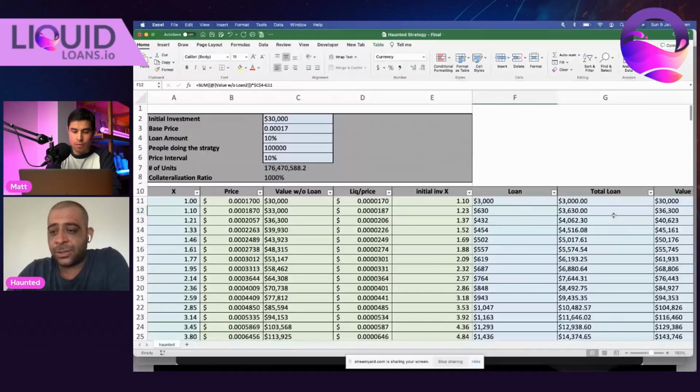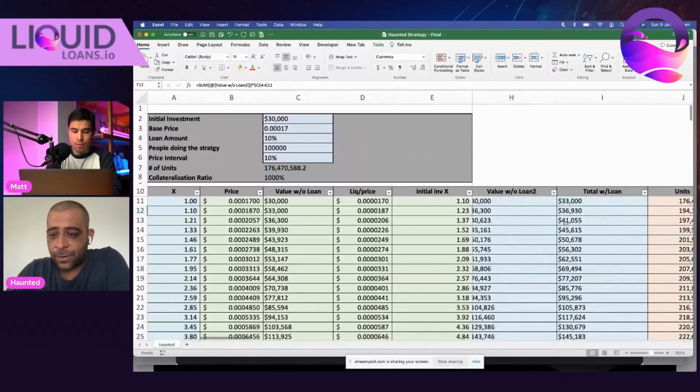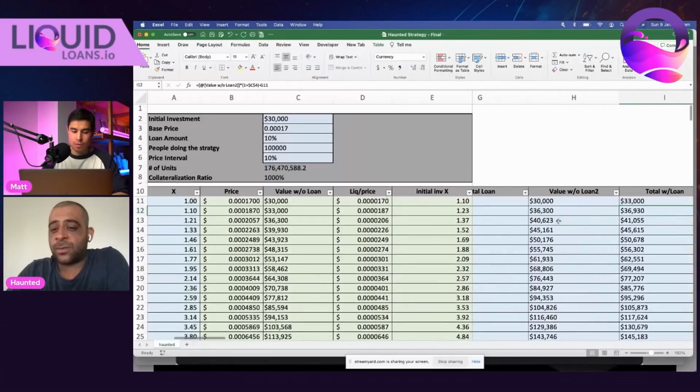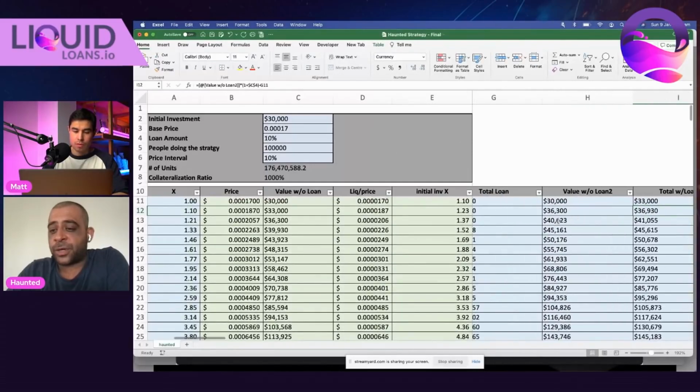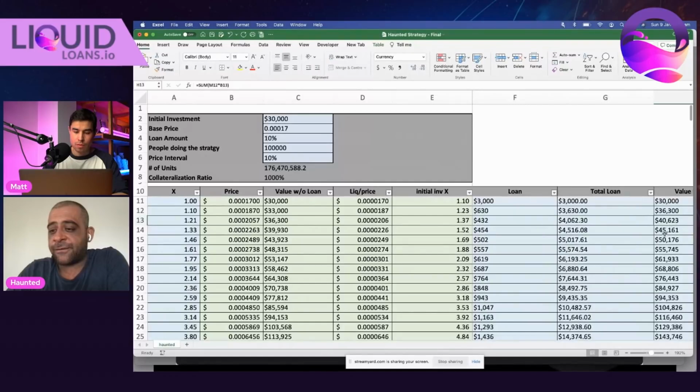We put that into our vault, which is 36,930. So you see that's growing pretty fast. That 10% move that we've done, we started off with 30,000, we're already at 36,000 just from a 10% move. And I'll just do it one more time. The price has gone up 10%.